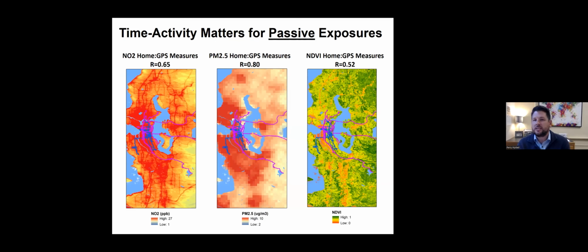We took this data and looked at the relationship between assigning an exposure at the home address compared to what you get from GPS measures. You get moderate to low correlations depending on the spatial and temporal resolution of the exposure. NO2 is around 0.65, PM was 0.8 because it's more of a regional pollutant, and NDVI was 0.52. These are passive exposures, right? You don't have to do anything for air pollution to have an impact on your health.